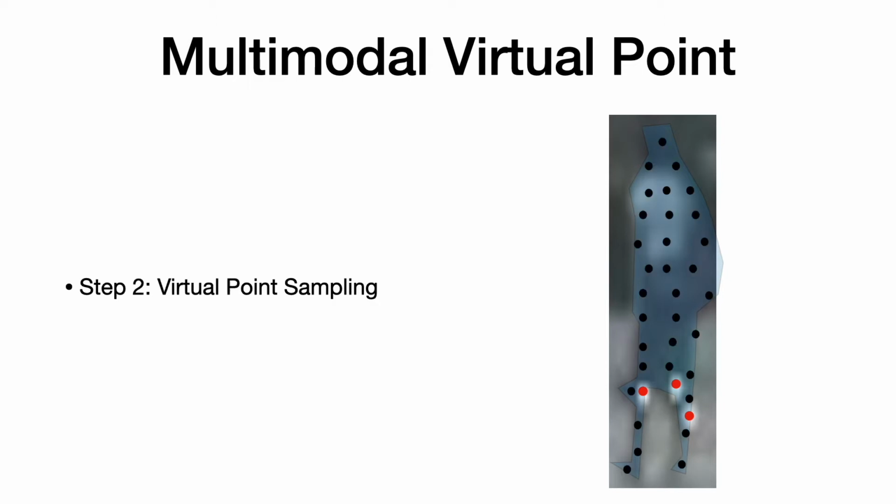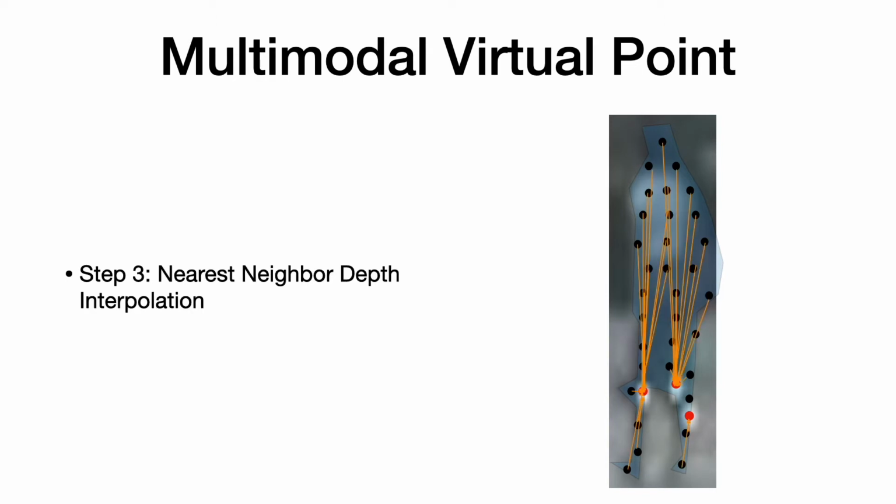In the second step, we randomly sample virtual pixels inside the foreground segmentation mask. Then in step 3, we perform nearest neighbor depth interpolation between sampled virtual pixels and projected real LiDAR points. Each pixel will get its depth from close-by LiDAR measurements. With each pixel's depth information, we can lift them into a 3D virtual point cloud.